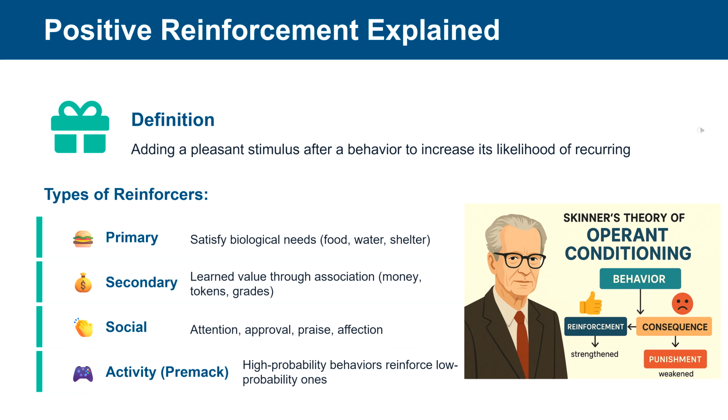The Premack principle, sometimes called Grandma's rule, states that high probability behaviors can reinforce low probability behaviors. First, you eat your vegetables, then you can have dessert. The preferred activity, dessert, reinforces the less preferred activity, eating vegetables.